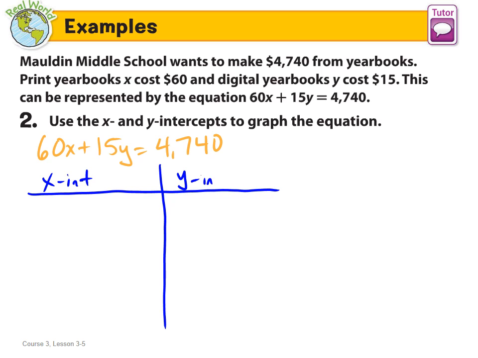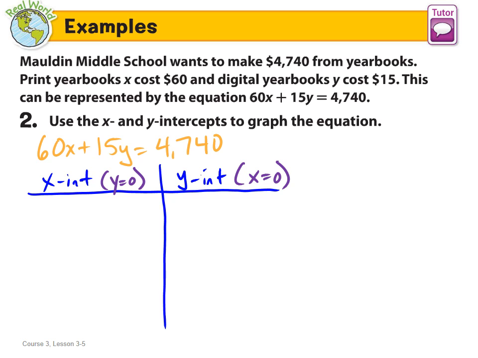You'll notice I'm making myself a t-grid. This t-grid is going to help me, because to find the x-intercept, y is going to equal 0. To find my y-intercept, x is equal to 0. So the opposite variable will be made into 0 to find the intercept.